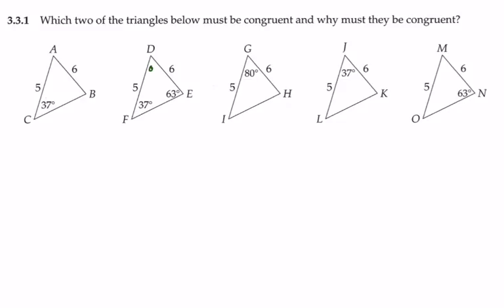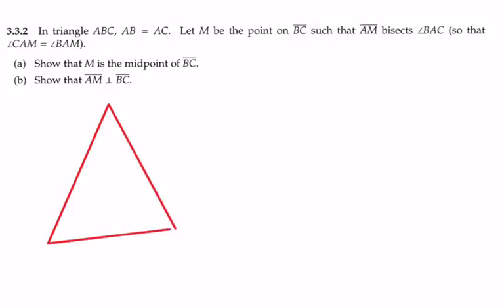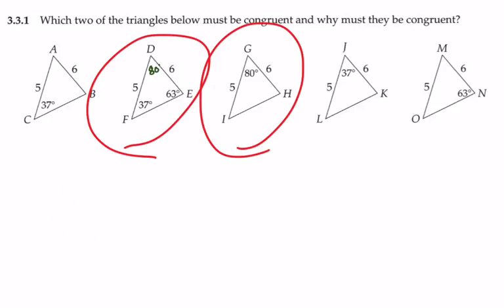Which two triangles are congruent? Now, I see some missing angles. If I know two angles, I can figure out the third angle here. Then knowing that that missing angle is 80, those two triangles are congruent. Why? Because of the side-angle-side, angle-side-angle postulate. All right.